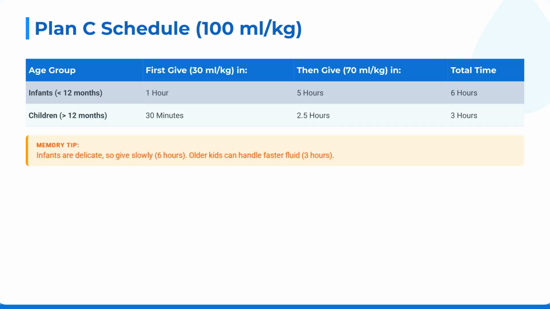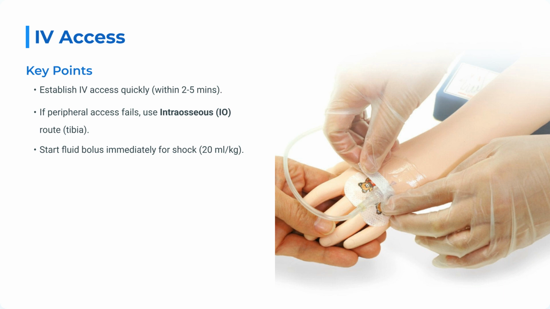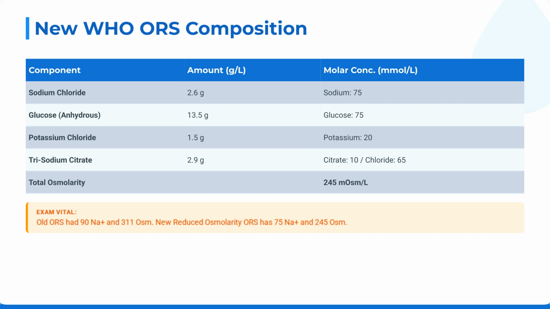The video shows the Plan C schedule for administering 100 milliliters per kilogram of fluid. For IV access, aim to establish it quickly. If peripheral access fails, use the intraosseous route. Immediately start a fluid bolus of 20 milliliters per kilogram for shock. This scene displays the composition of the new WHO ORS.